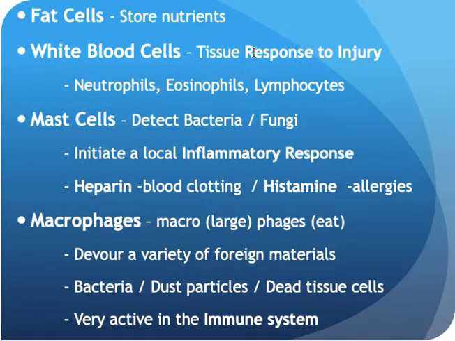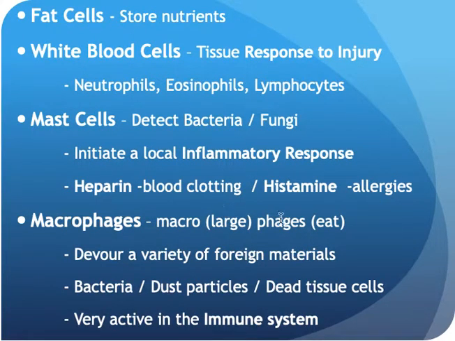So white blood cells, tissue response to injury. These are my neutrophils, eosinophils, lymphocytes. You'll do a whole chapter on that in part 2. Mast cells are going to detect bacteria, fungi. They're going to initiate this inflammatory response. Okay, so heparin is going to be for blood clotting. Histamine is going to be for allergies.